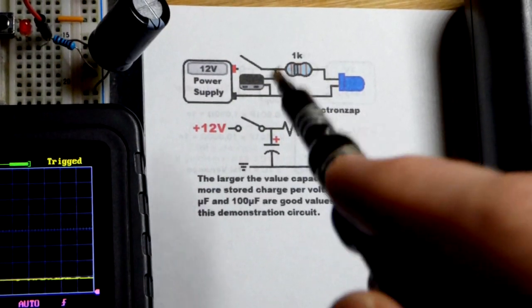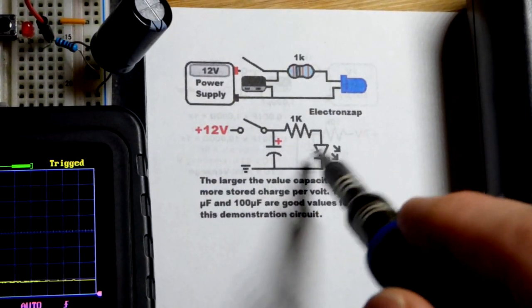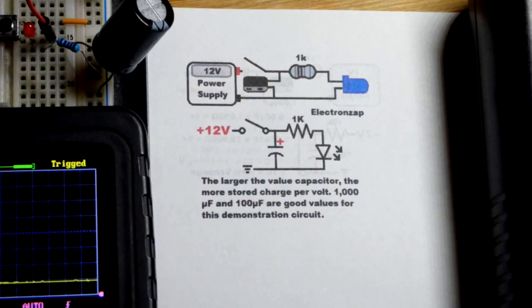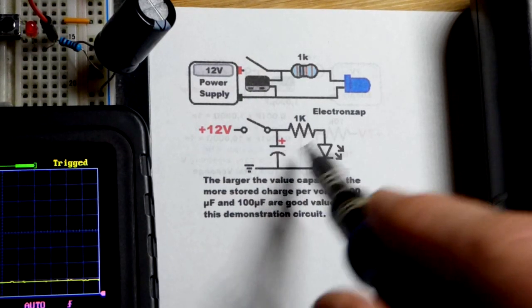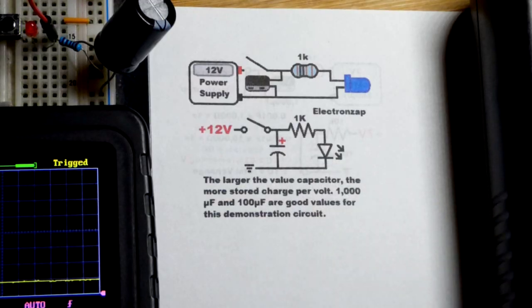Even though the capacitor is discharging through the resistor, once the voltage gets low enough, almost no current is flowing, and that's not going to get any lower. So it's going to discharge down to about the forward voltage of the LED.